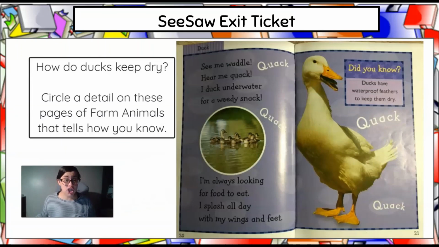Today in Seesaw, you're going to be looking at the pictures about the duck. How do ducks keep dry? You're going to circle a detail on these pages of the text farm animals that tells you how you know.